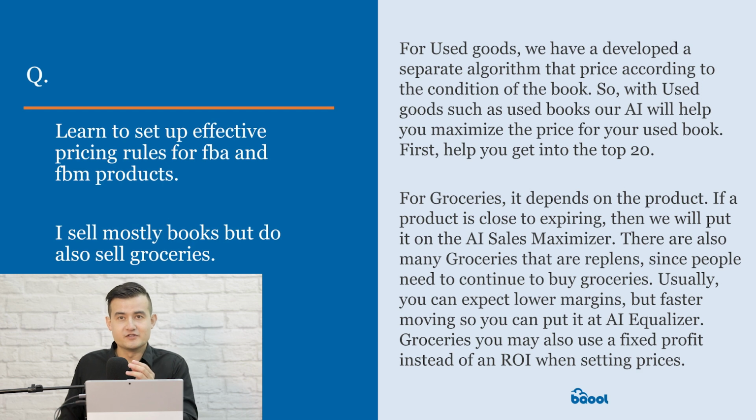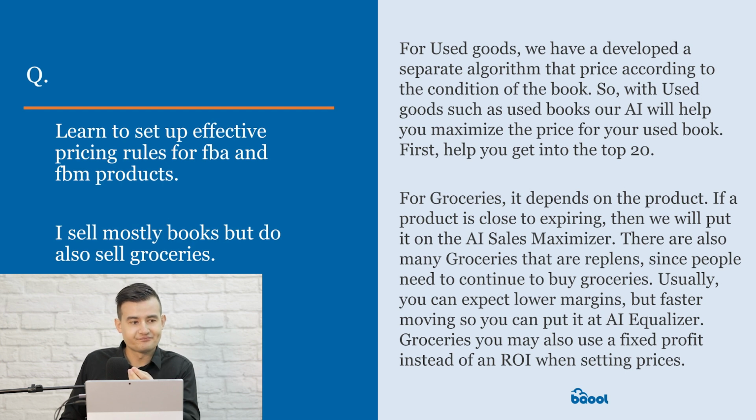For groceries, it really depends on the product. If the product is close to expiring, then we would recommend you use a sales maximizer. There are also many groceries that are on replans. We would suggest you set it maybe by estimated profit.